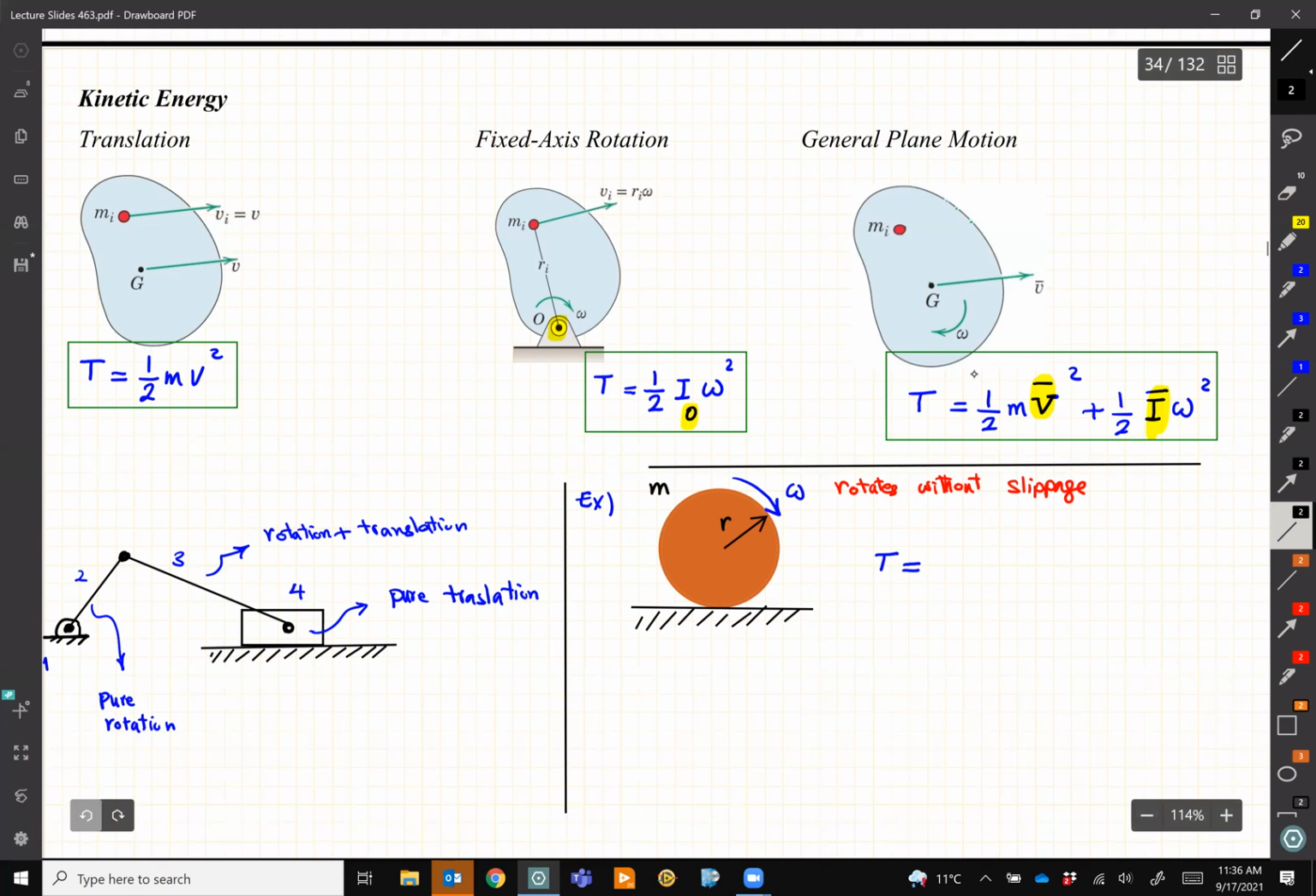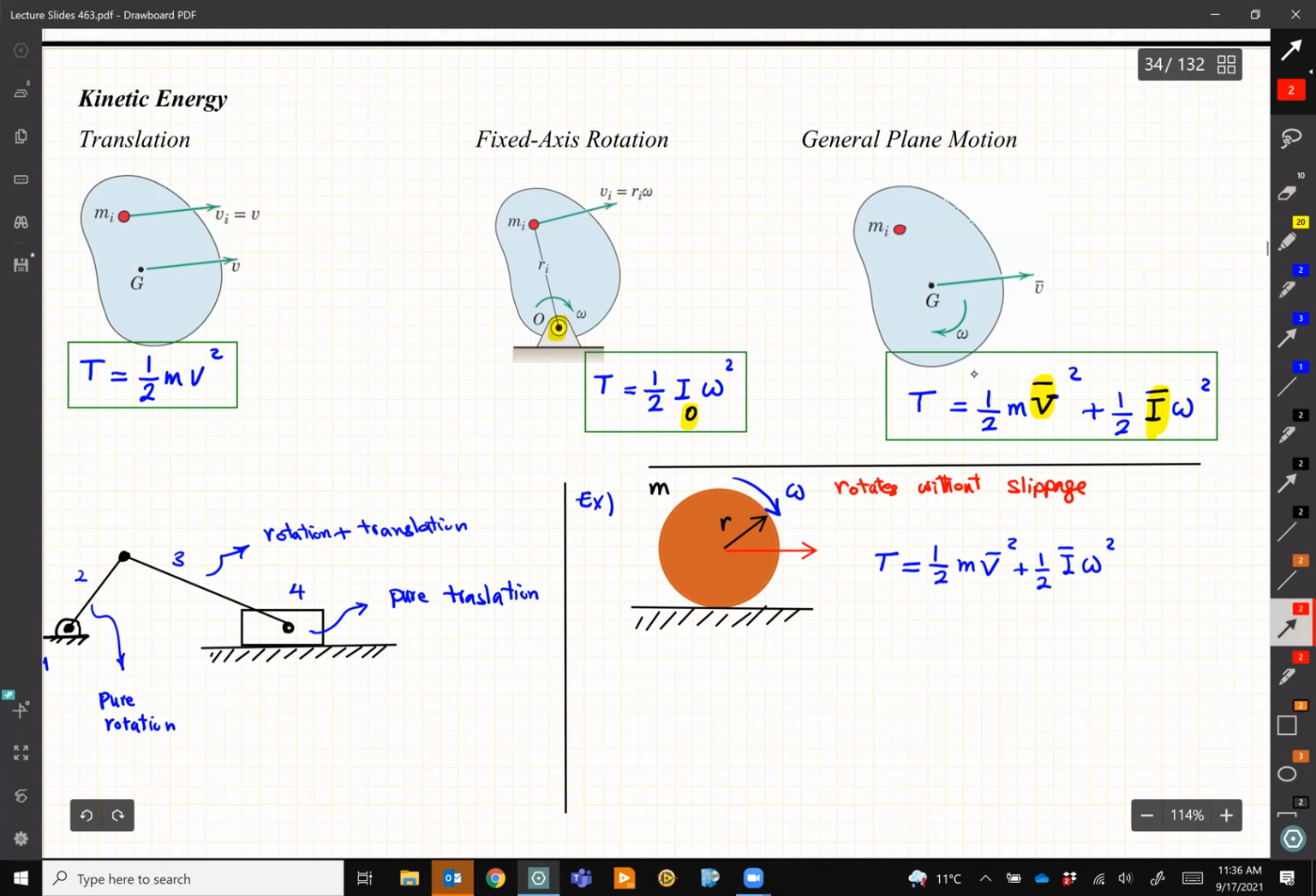It might be small, but we don't care. But of course, it's not small. It keeps rotating. T, then, is half of M V bar squared plus half of I bar omega squared, following that formula. We have omega, we have I bar, we need V bar.